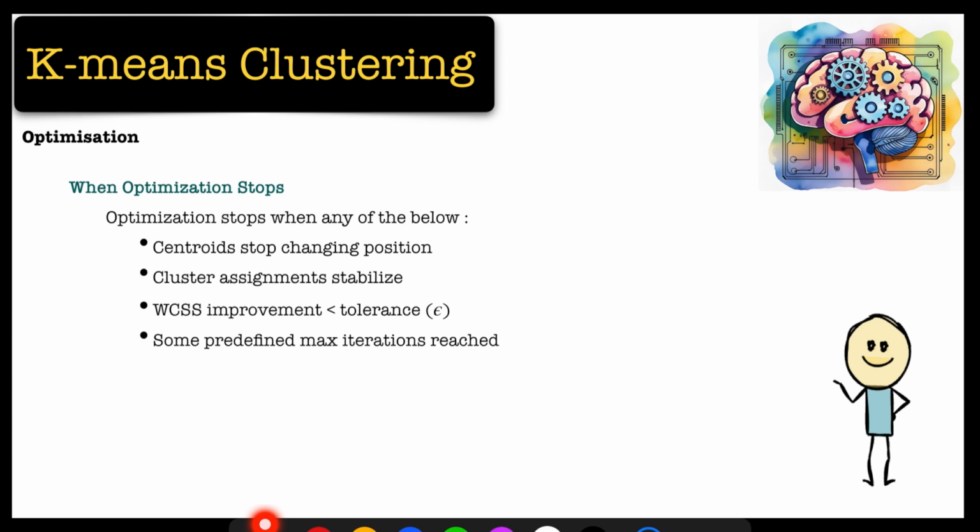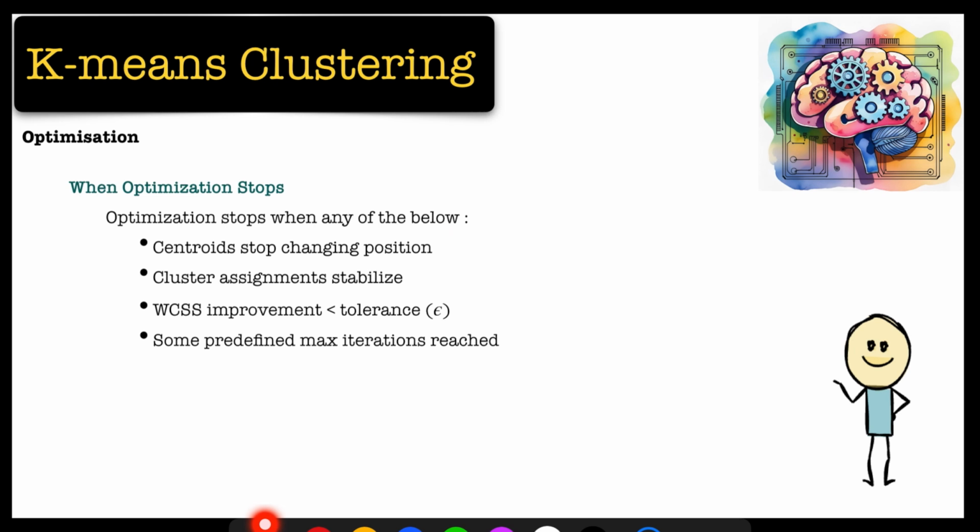Now, when does our optimization stop? We are doing this process again and again: assigning data points to the nearest clusters and then recalculating the cluster centroids. So when should we stop? Optimization stops when any of the following occurs. If you use any model libraries for k-means clustering, they follow this.